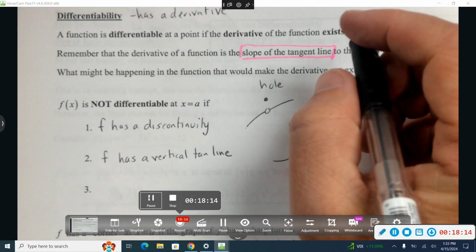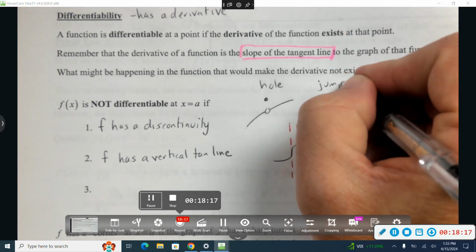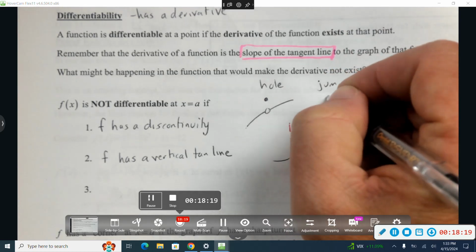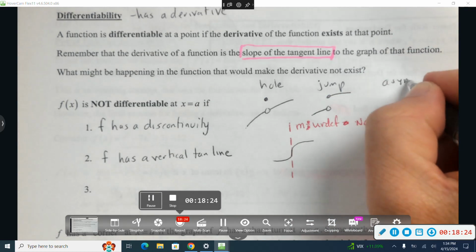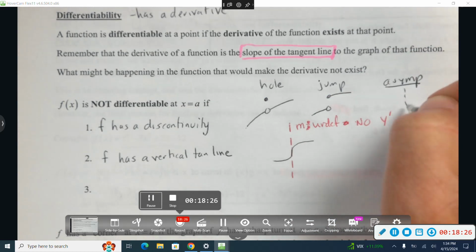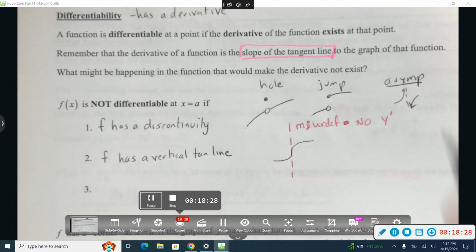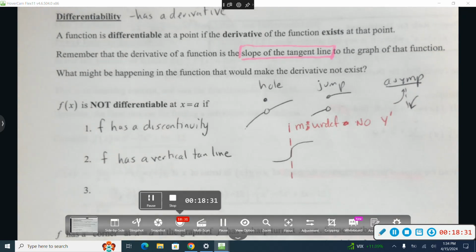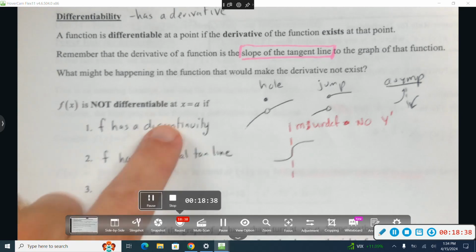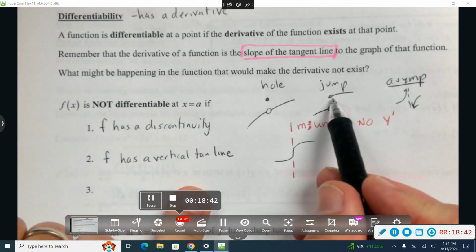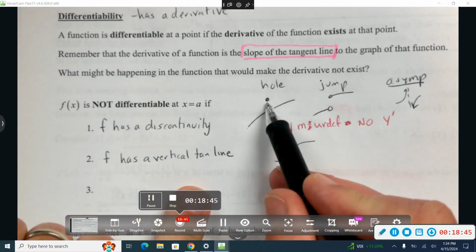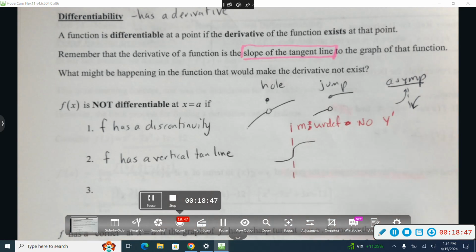Which should be a hole, or a jump, or an asymptote. And again, asymptote's weird because it kind of fails because there's not even a function there. But there's your 3 discontinuities: holes, jumps, and asymptotes. 3 not differentiabilities are if it's discontinuous, even though the function exists, like you can't draw a tangent line at a jump or on a point by itself or at an asymptote.